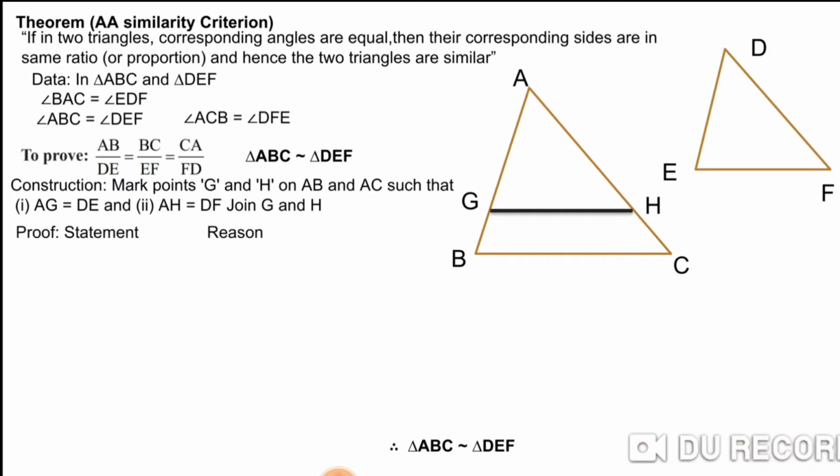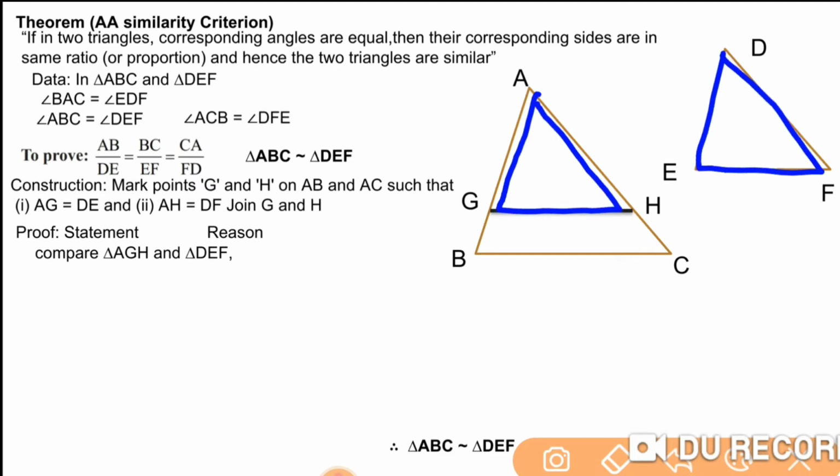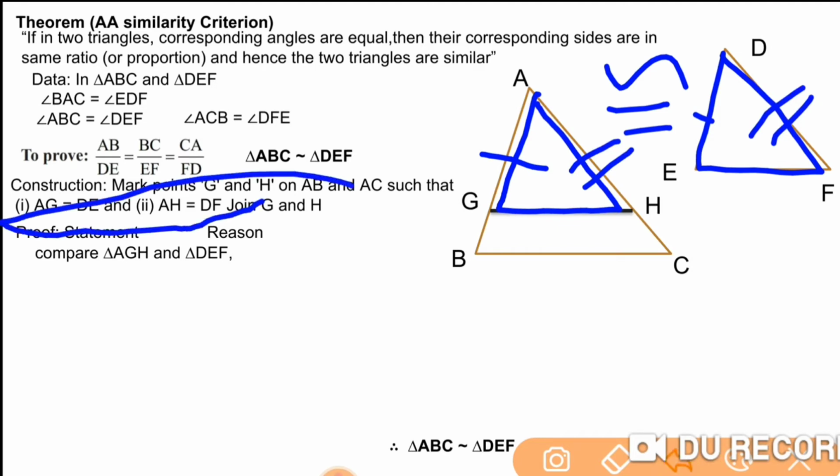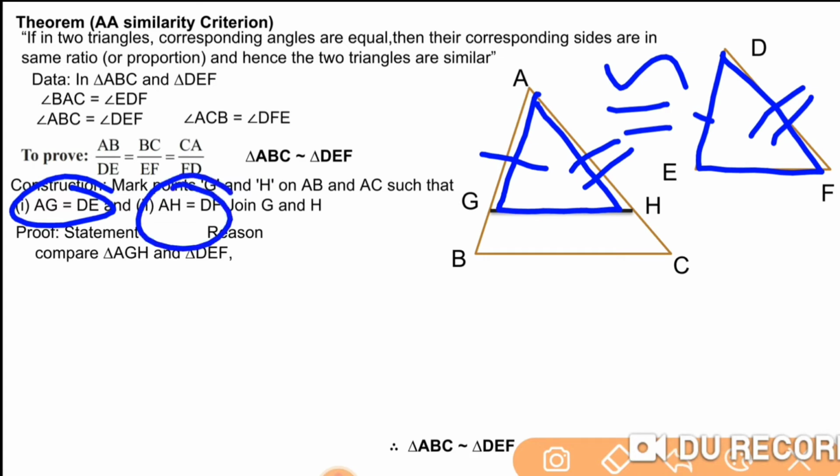The next part is the proof. We have two parts again, statement and reason. First we are going to prove that triangles AGH and DEF are congruent. We know that AG is equal to DE and AH is equal to DF, because of construction. And one more thing we know is that angle A is equal to angle D, because of the given data. So based on the SAS criterion, I can say that the two triangles are congruent.